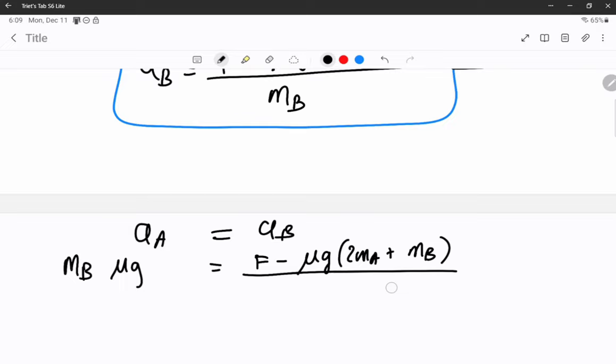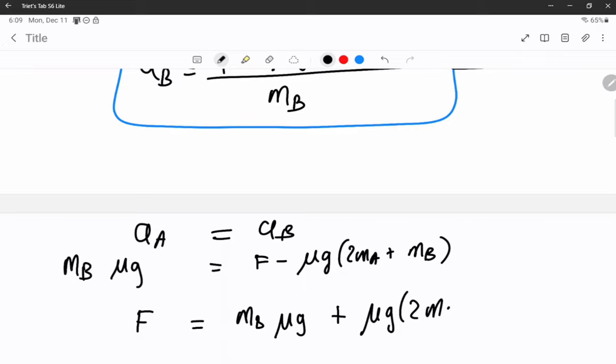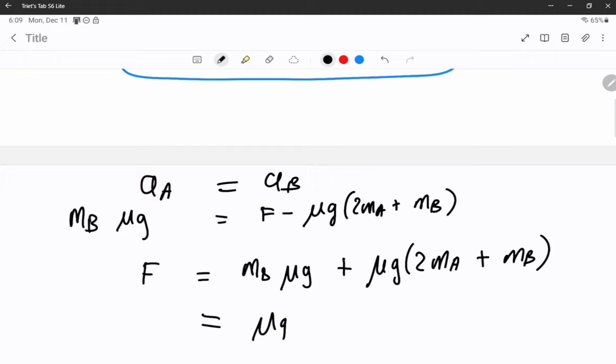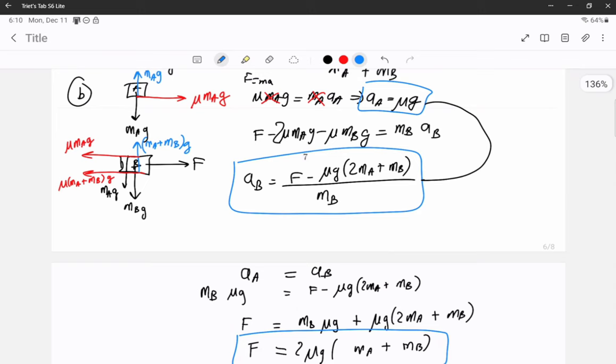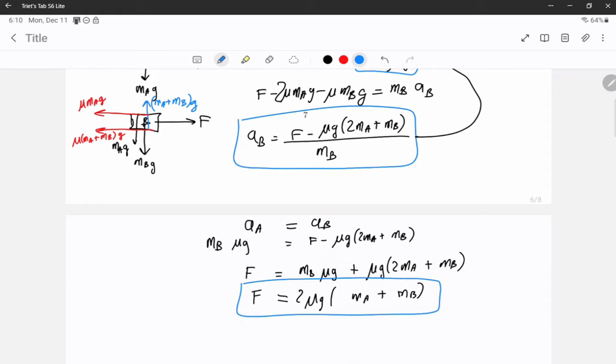And then you have F, so it's going to be mB mu g plus mu g (2mA plus mB). If you group mu g, that's going to be 2mA plus 2mB. In that case, you bring 2 out. So this is going to be the force that divides the two cases, right, whether there is slippage between A and B. So this value decides which case will happen.